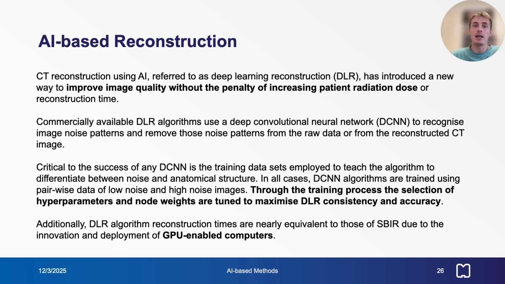Critical to the success of any of these models is the training data sets employed to teach the algorithm to differentiate between noise and anatomical structure. In all cases, these algorithms are trained using pairwise data of low noise and high noise images. Through the training process, the selection of hyperparameters and node weights are tuned to maximize the consistency and accuracy of these reconstruction methods. Additionally, AI-based reconstruction times are nearly equivalent to those of statistical-based iterative reconstructions due to the innovation and deployment of GPU-enabled computers.